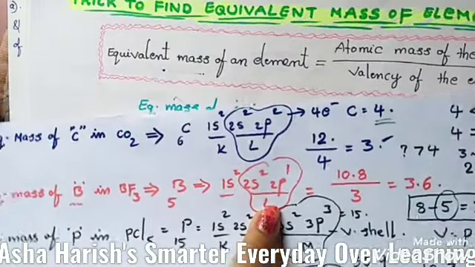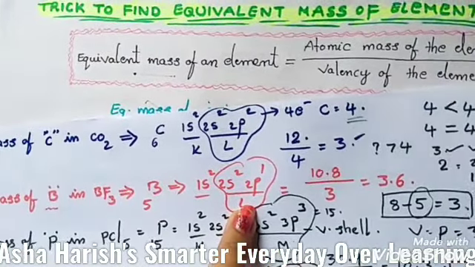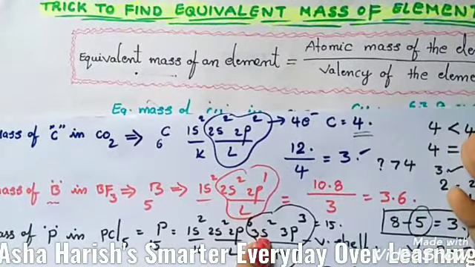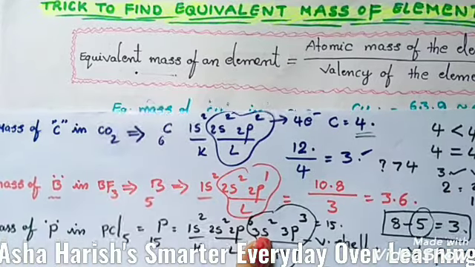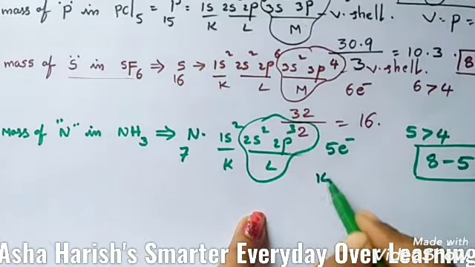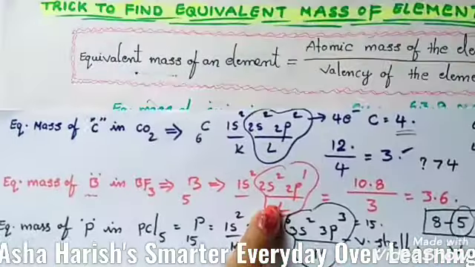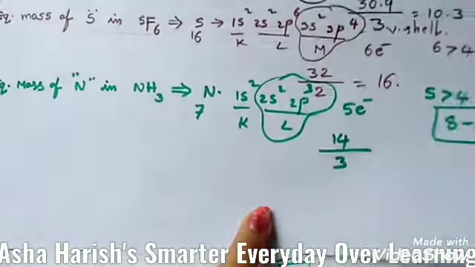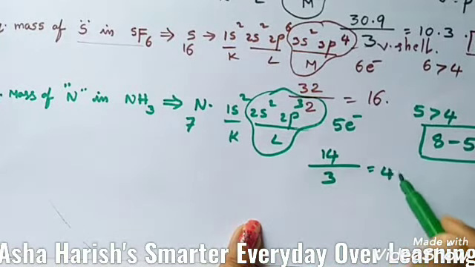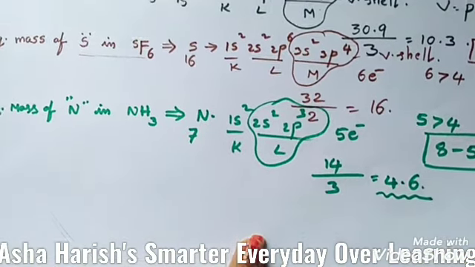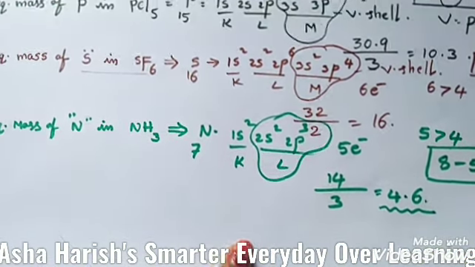According to this formula, the equivalent mass of an element is equal to the atomic mass of the element by the valency of the element. Here the atomic mass is 14 by 3. According to that formula, 14 by 3, so 4.6 is the approximate value. So this is the equivalent mass of nitrogen in NH3.